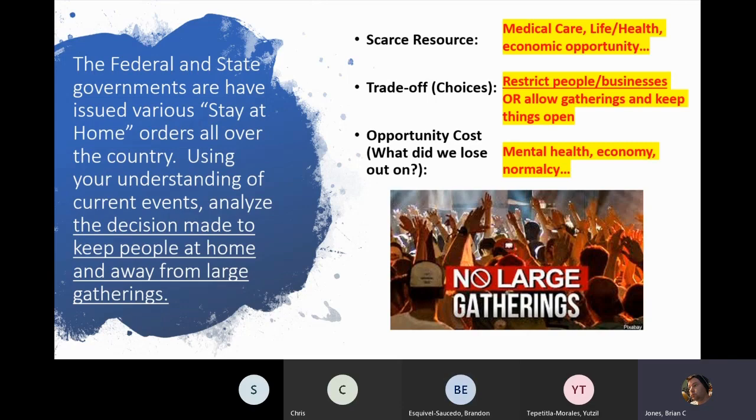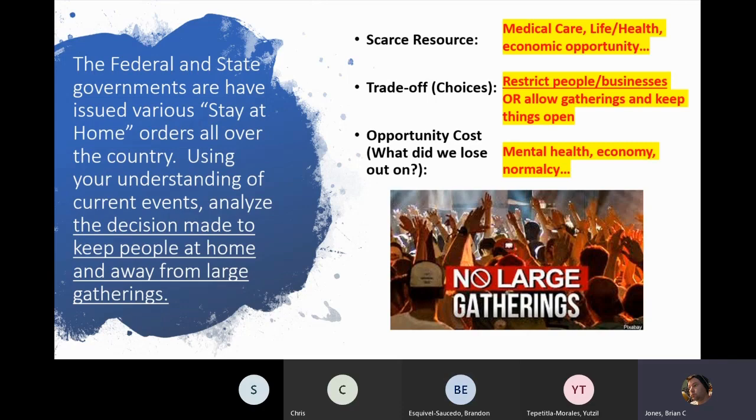All right. So mental health. A lot of people think that staying at home has worsened a lot of people's mental health. So we've given up good mental health, I guess you could say. We've given up the benefits of having a robust economy. We've lost a sense of normalcy. So that's what the opportunity cost has been because of the choice made to shut things down.